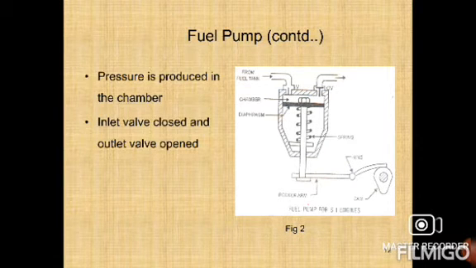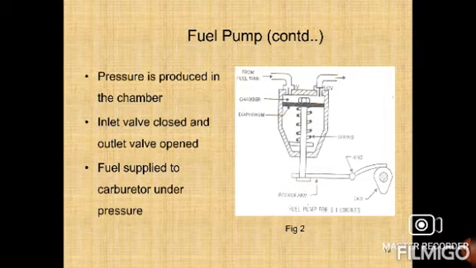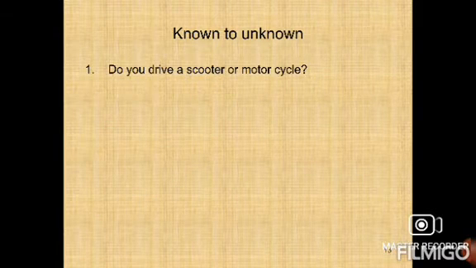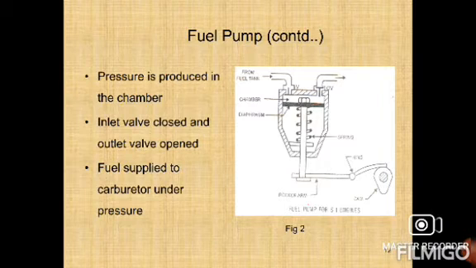Next is pressure production. The diaphragm is released by the further action, and pressure is produced in the chamber. The inlet valve closes and the outlet valve opens, and fuel is supplied to the carburetor under pressure. So the amount of fuel is transferred directly to the carburetor. Now we will discuss the carburetor.